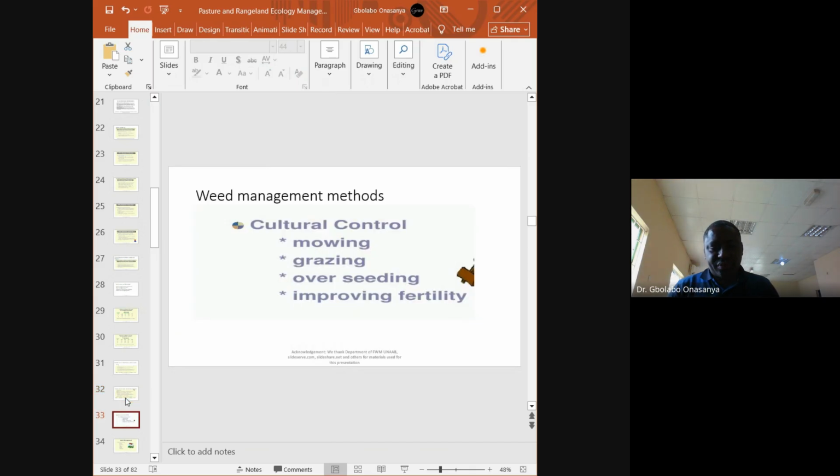Weed management. We have the cultural method. In the cultural method, that is the general management we do by mowing, grazing, controlled grazing, overseeding, and improving the fertility of the soil.